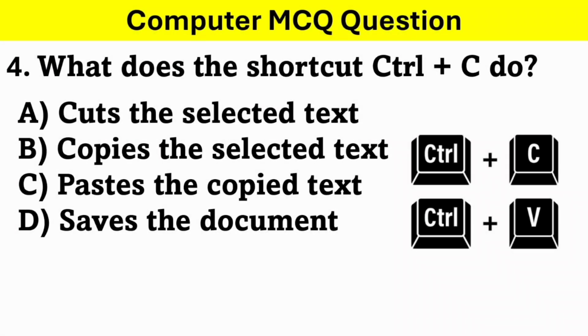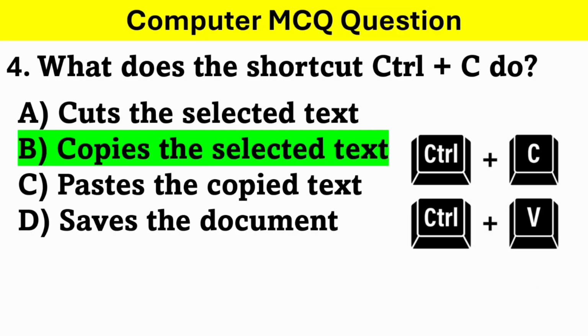What does the shortcut Ctrl+C do? A. Cuts the selected text. B. Copies the selected text. C. Pastes the copied text. D. Saves the document. The correct answer is copies the selected text.